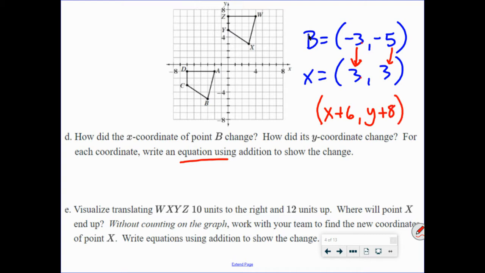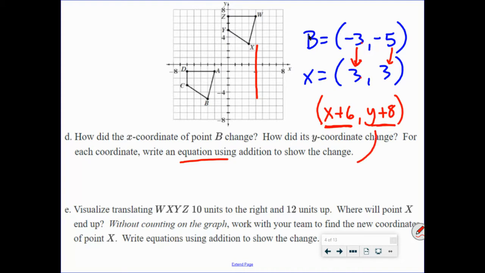So look at what I did. X plus 6, y plus 8 would move it 6 to the right, and y plus 8 would move it 8 up. Now, that's the answer to this question, D.